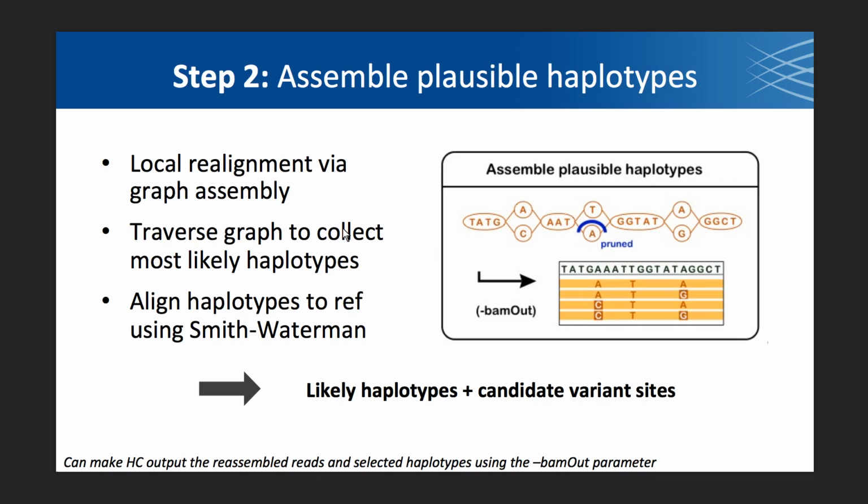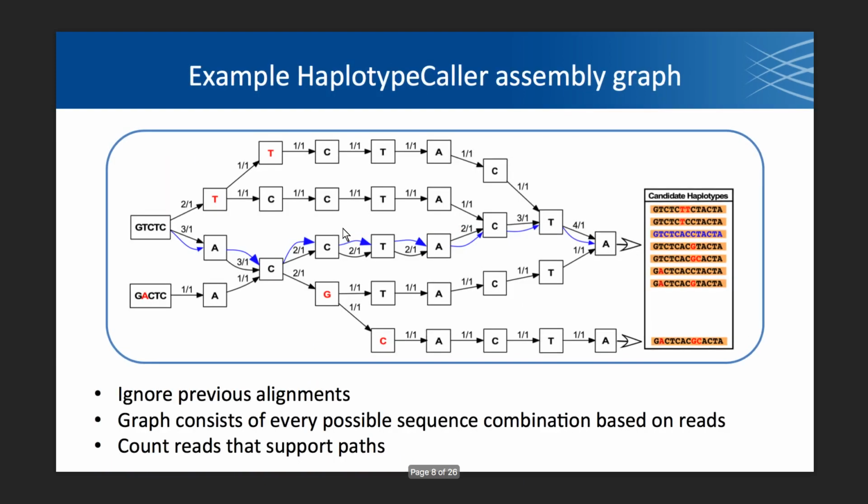And then once we have added all those paths to the graph, we collect the haplotypes, and we align those to the reference using Smith-Waterman to find out what the events are. So we'll get into a little more detail here.